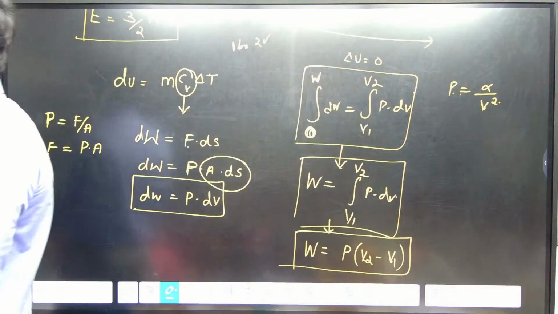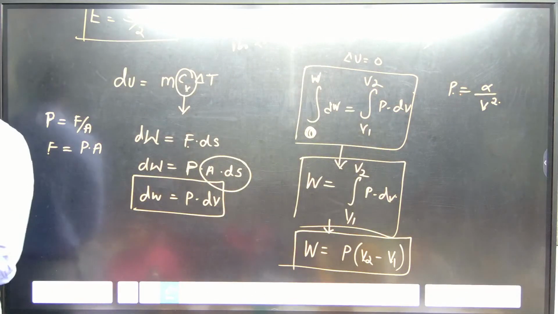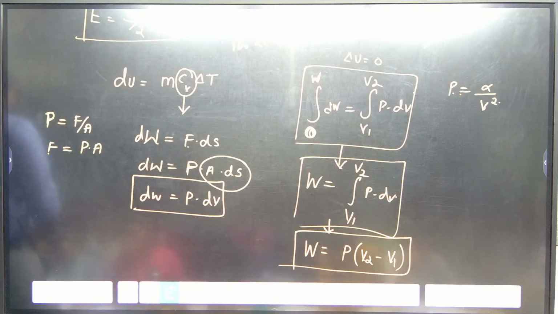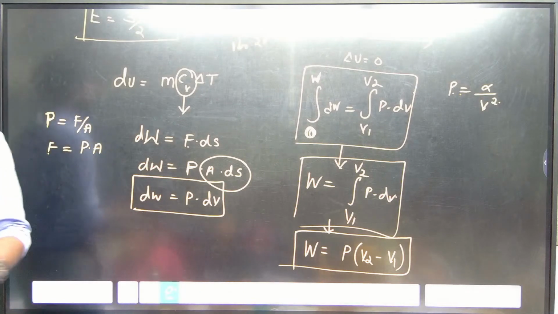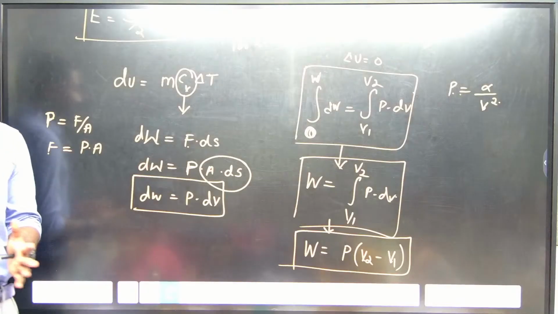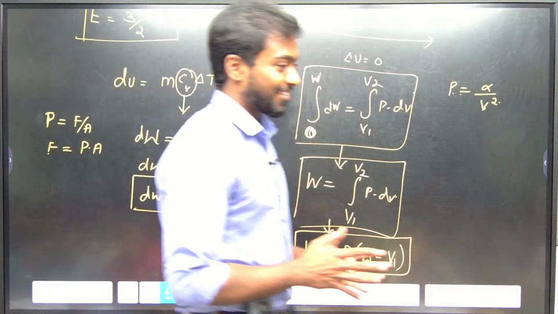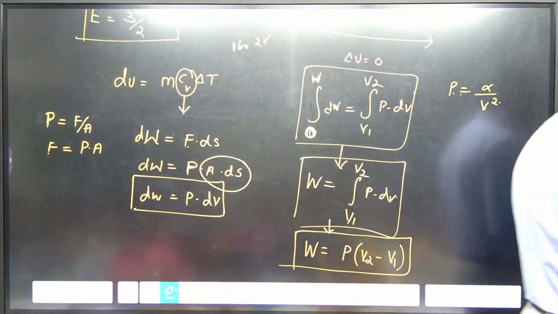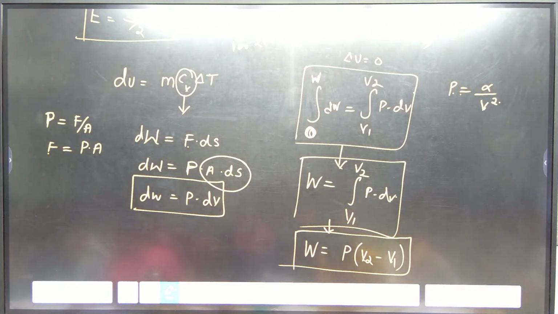Completed? What is the answer? Alpha by 2V is the answer. Only alpha by 2V. Minus alpha or alpha? I am asking you. Then check, someone got alpha by 2V and some got minus alpha by 2V. Check it properly.